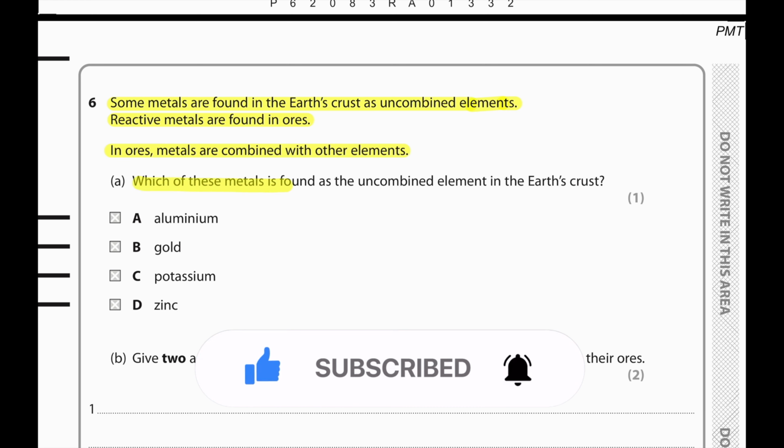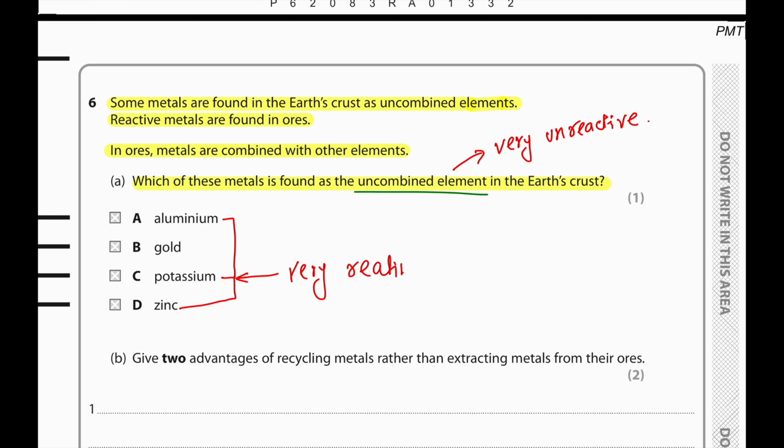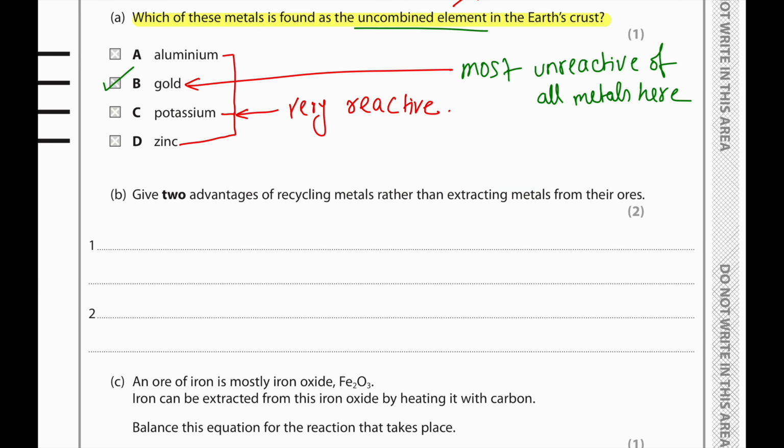Which of these metals is found as the uncombined element in the Earth's crust? To get an uncombined element, we must have that element very unreactive. So, from the diagram, we can see aluminium, potassium, zinc are very reactive because they are very high in the reactivity series. So gold is the most unreactive of all the metals here. So gold is the correct answer. Give two advantages of recycling metals rather than extracting metals from their ore.